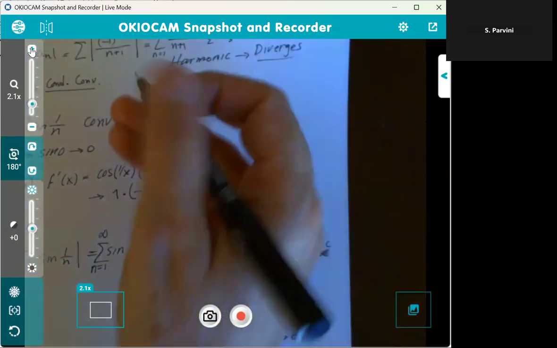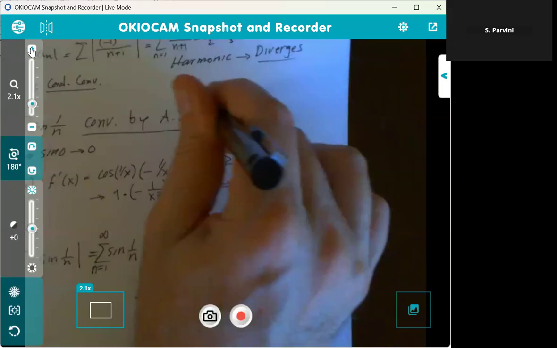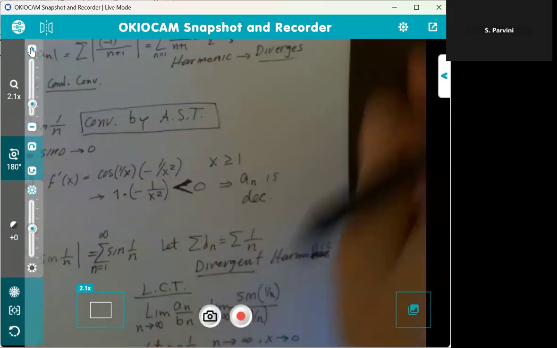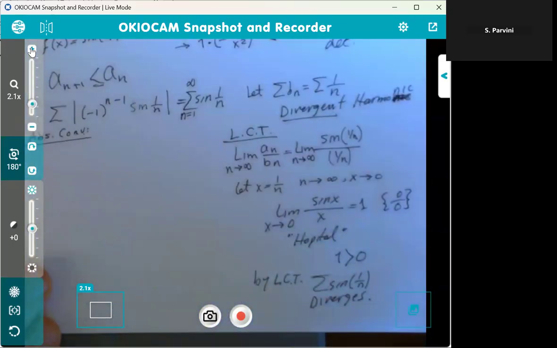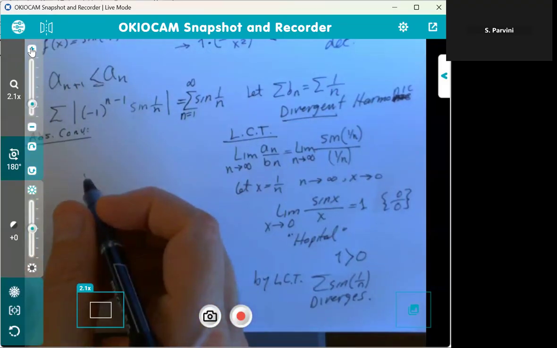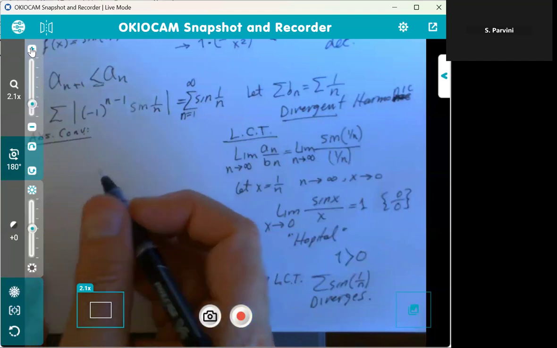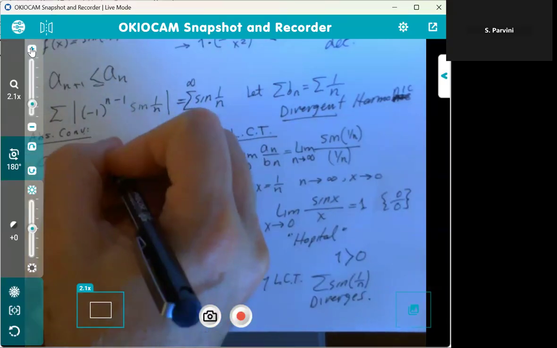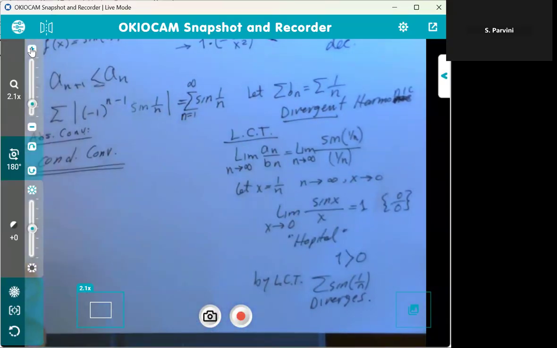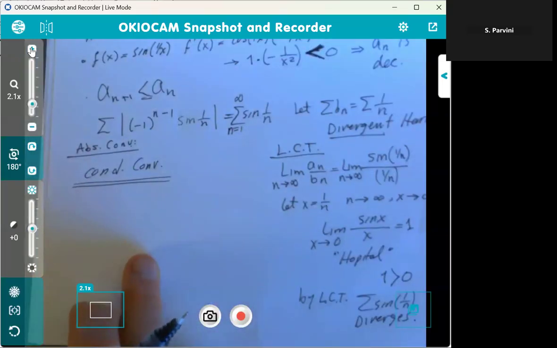Okay. Now, let's see. The series on its own converged, right? That series converged by itself. But then we just showed that the absolute value of the series diverged. So this series is therefore conditionally convergent, right? So this one, we're just going to write conditionally convergent. That's what this one is.